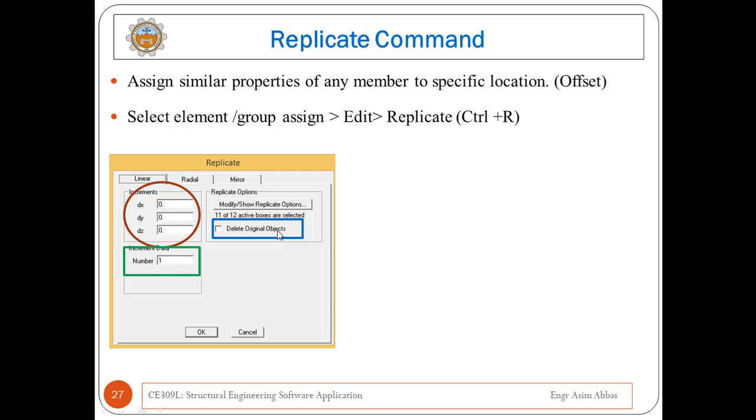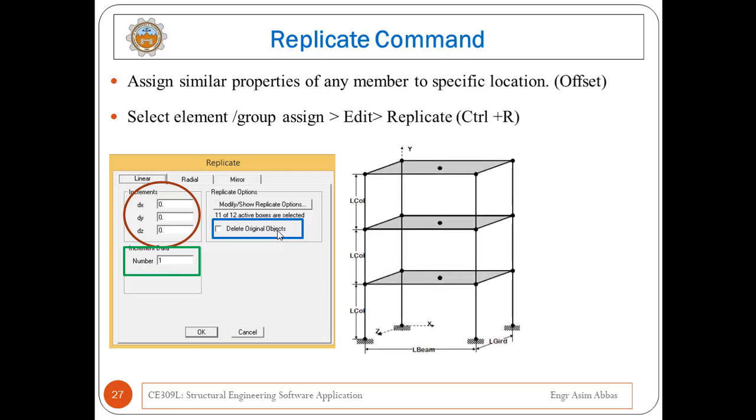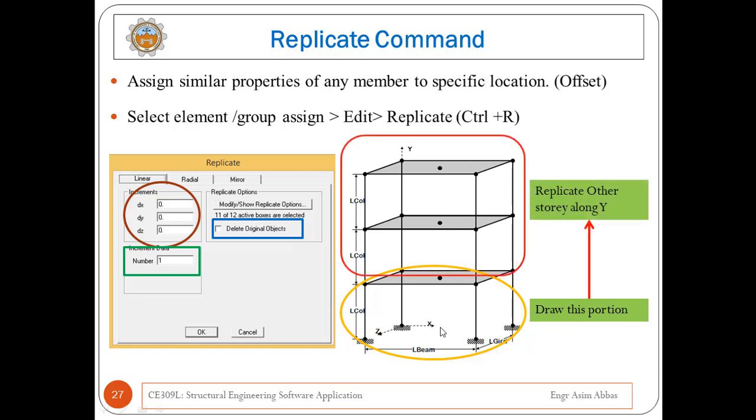For example, how can I replicate the bottom portion of this structure to another location? For that, first of all draw this portion and then select all the members included in this story. Once the members are selected, then go to Replicate, right? Okay, now how many times do you want to replicate the elements? 2 times, so enter 2 in the numbers.